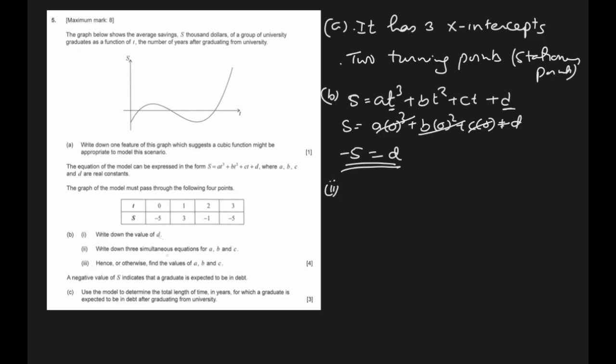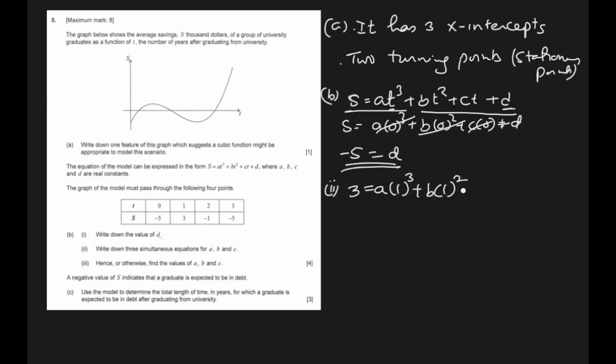Write down 3 simultaneous equations for A, B, C. So then we have 3 more columns in this table. They will help us to find the simultaneous equations. So this is the equation. I'll plug in the first one. When T is 1, S is 3. So in place of T, I will write 1. In place of S, I have already written 3.